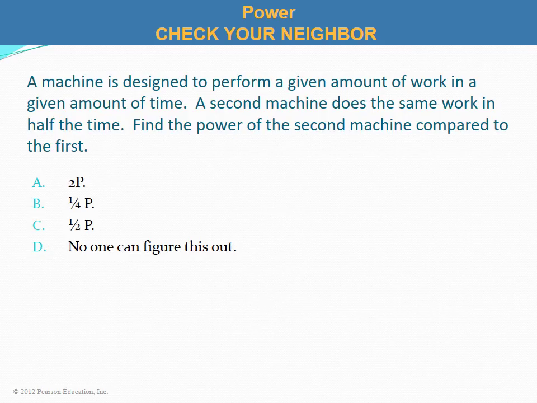A machine is designed to perform a given amount of work in a given amount of time. A second machine does the same work in half the time. Find the power of the second machine compared to the first. A, twice the power. B, 1/4 the power. C, 1/2 the power. D, no one can figure this out.